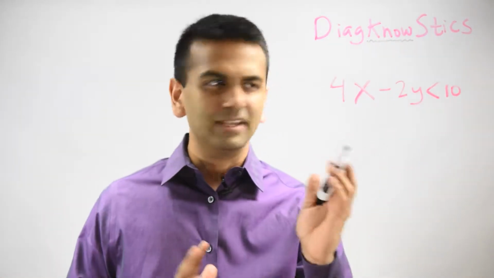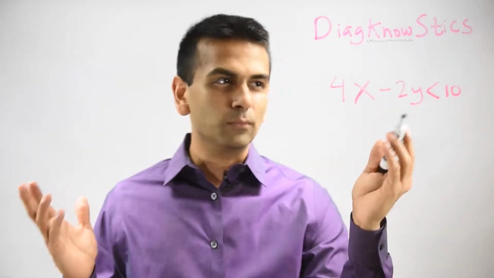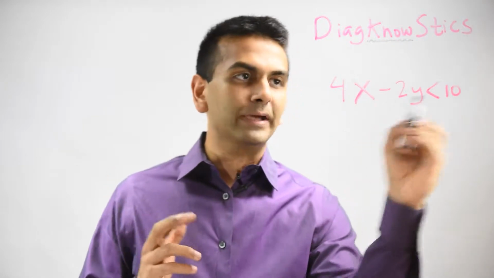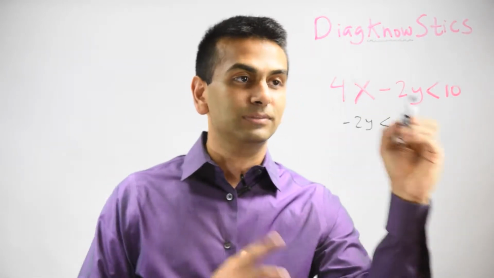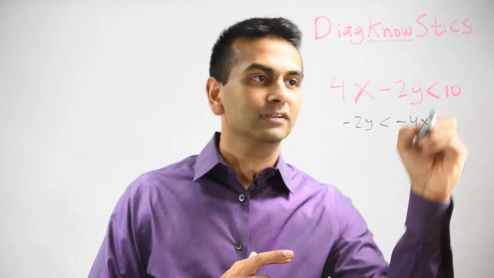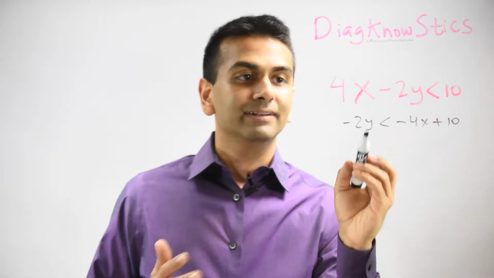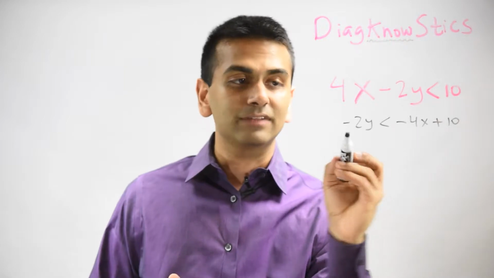For example, let's say we have this and we want to solve for y. Well, first we'd subtract 4x from both sides, so we get -2y less than -4x, we get that plus 10 over there. Now we can divide by 2, but not just 2, -2.